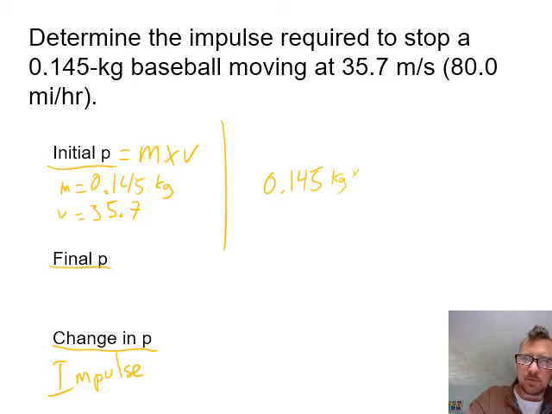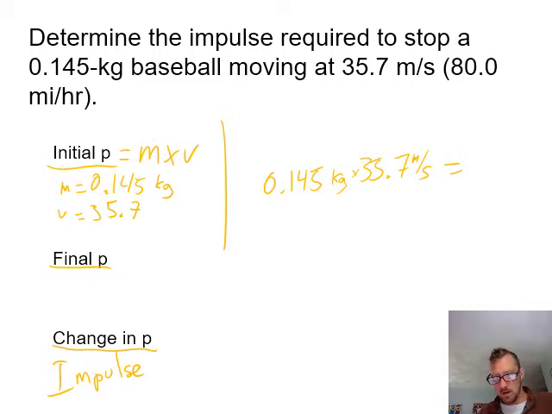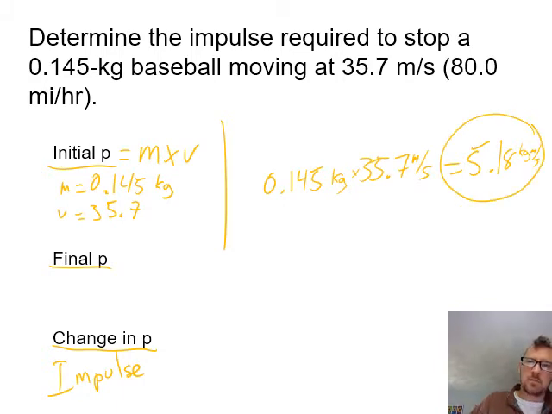Kilograms times 35.7 meters per second, and we have an initial momentum of, everybody watch me push buttons, 0.145 times 35.7, boom, 5.18 kilogram meters per second. That's a 5 too. Okay, so this is our starting momentum.